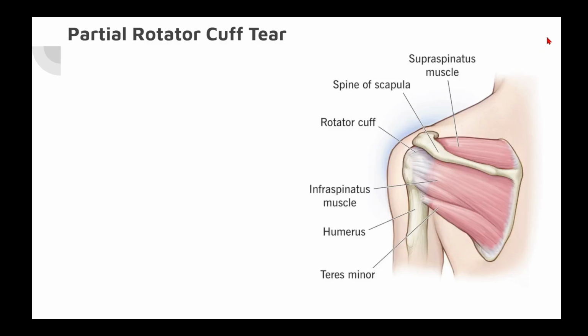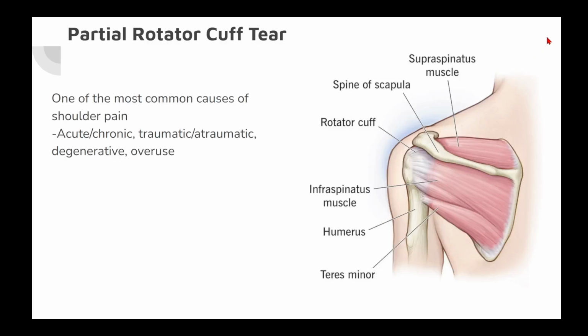Let's talk about partial rotator cuff tears. Rotator cuff pathology is one of the most common causes of shoulder pain, accounting for at least half of all shoulder pain. It can be acute or chronic, more likely chronic. It can be traumatic or atraumatic, more likely atraumatic. Typically degenerative or overuse, like in our case, as this is a baseball pitcher.